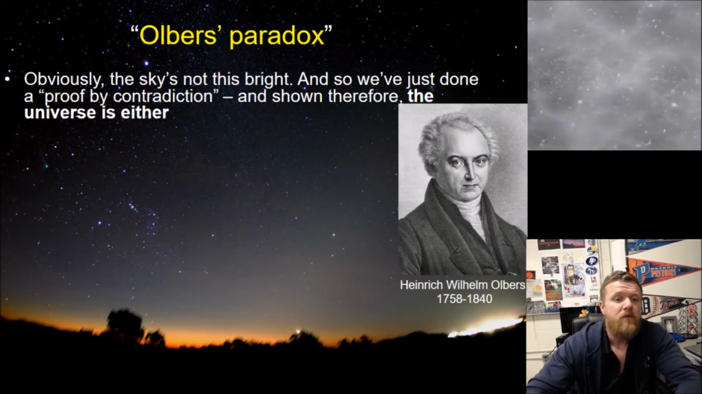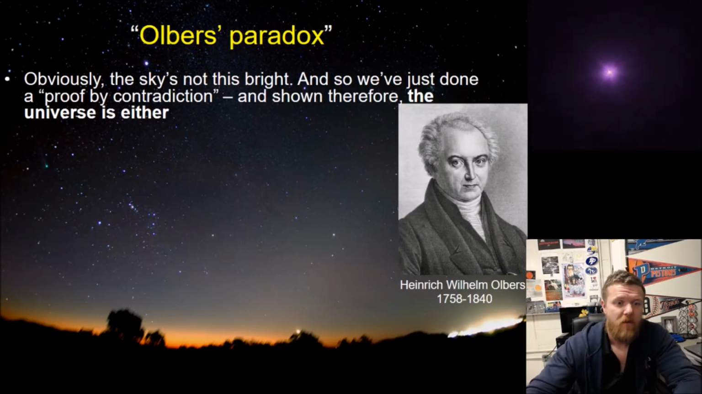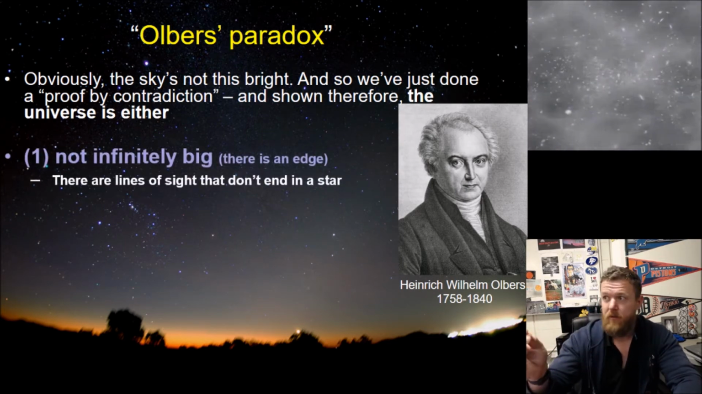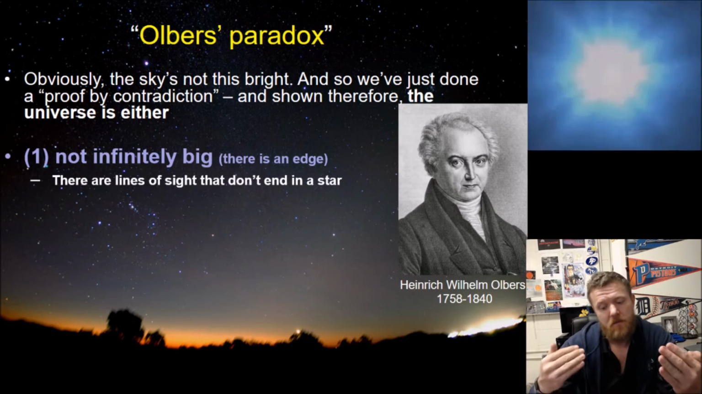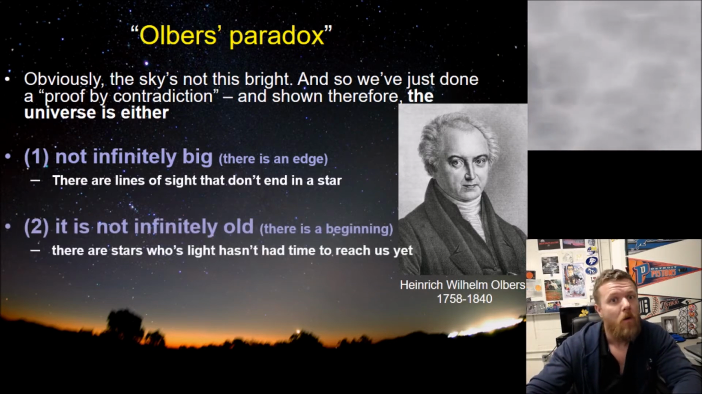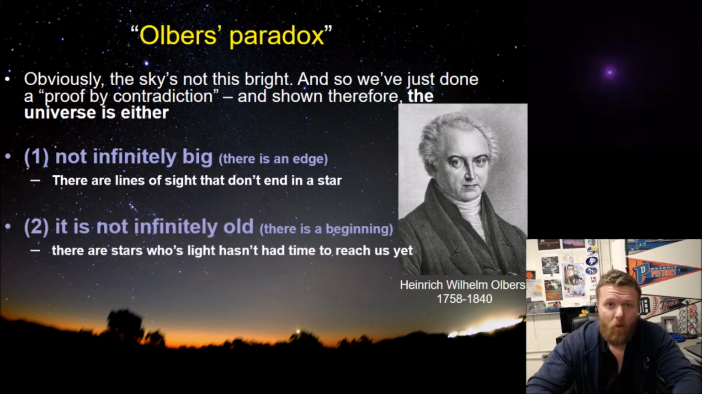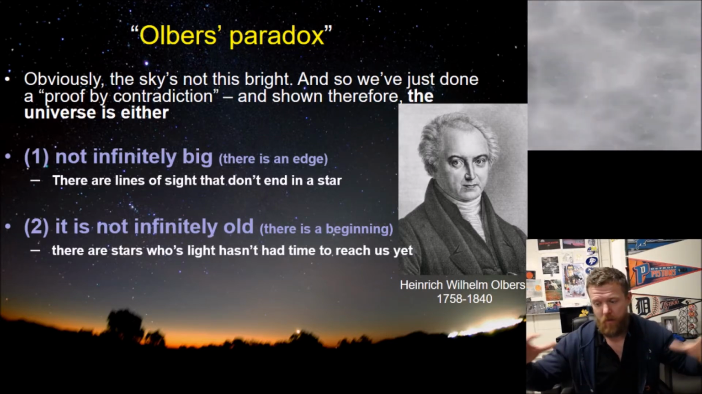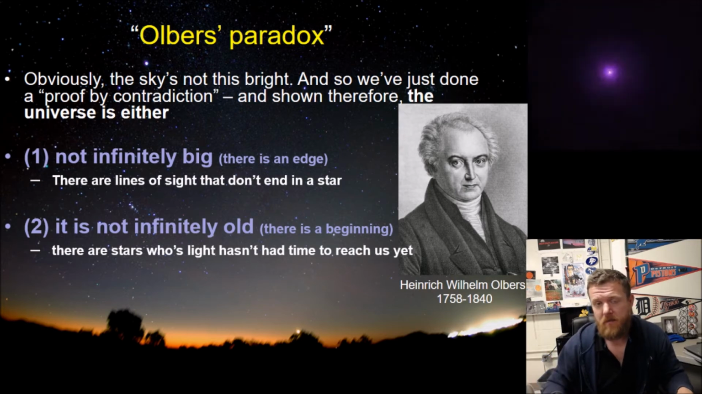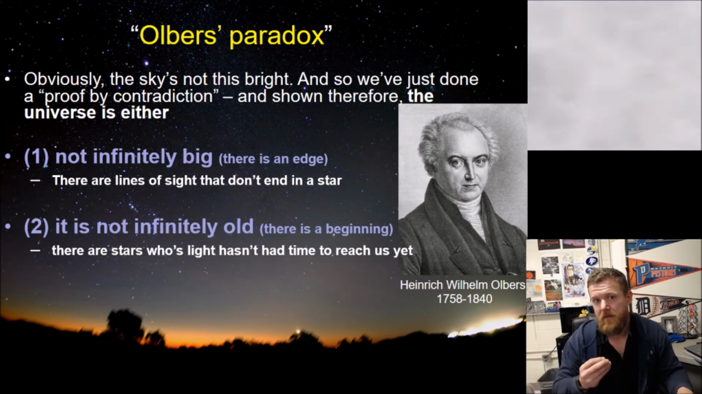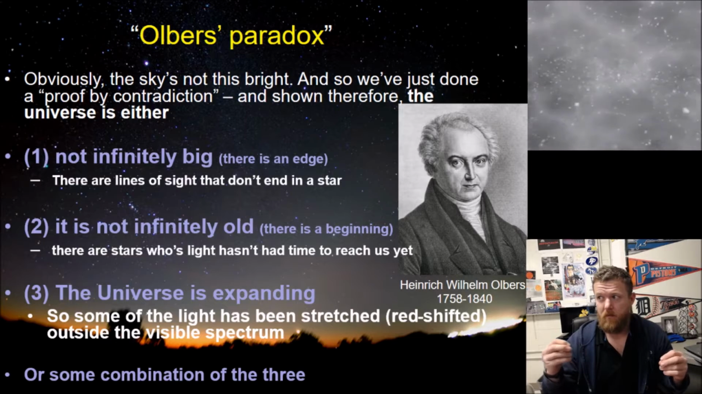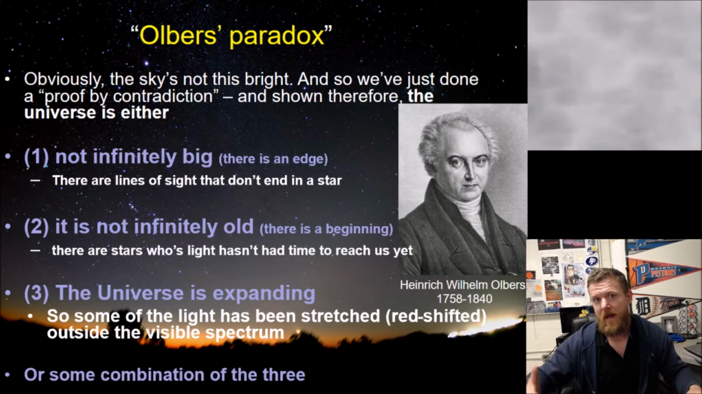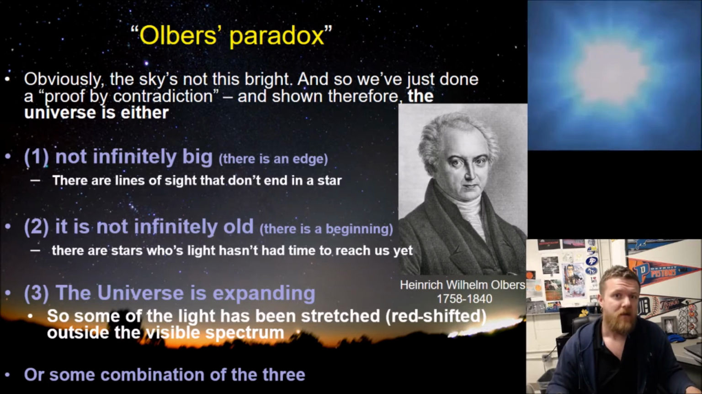So we've just proved by contradiction that the universe is either not infinitely big, which means there are places you can look in the night sky that don't end up on the surface of a star, or the universe is not infinitely old, which means maybe if it is infinitely big and everywhere you look does end at a star, maybe light hasn't had time to get to us. Maybe you're looking everywhere and light is reaching your eyes, but it's redshifted out of the visible spectrum. Or maybe it's a combination of the three.